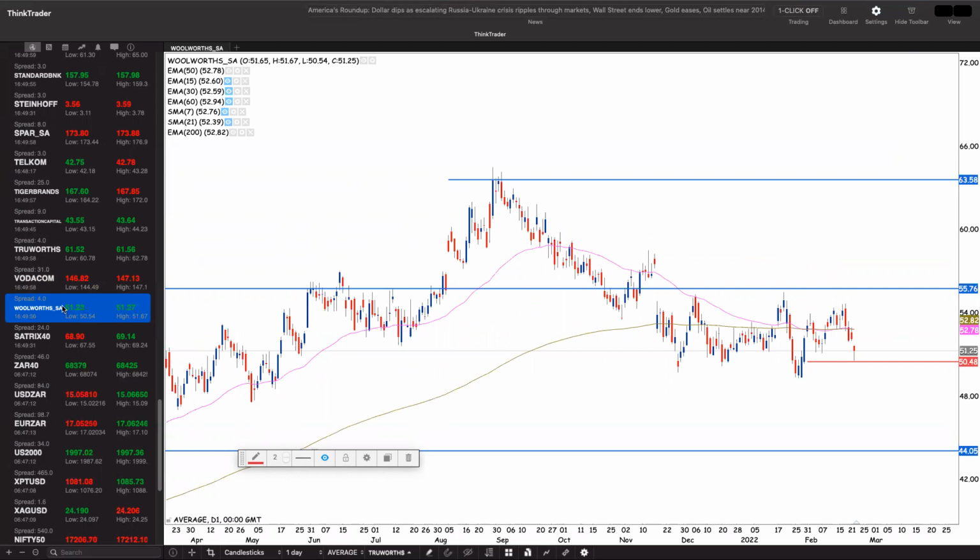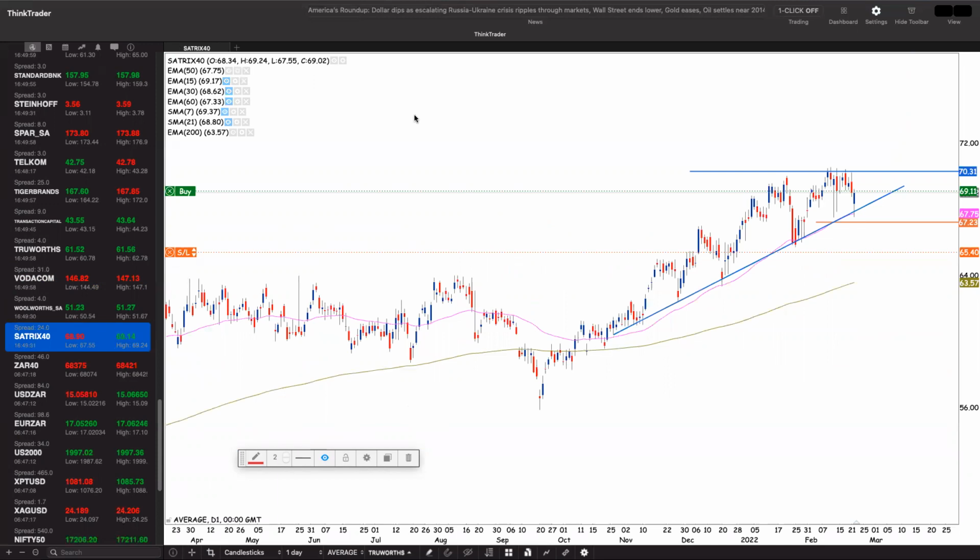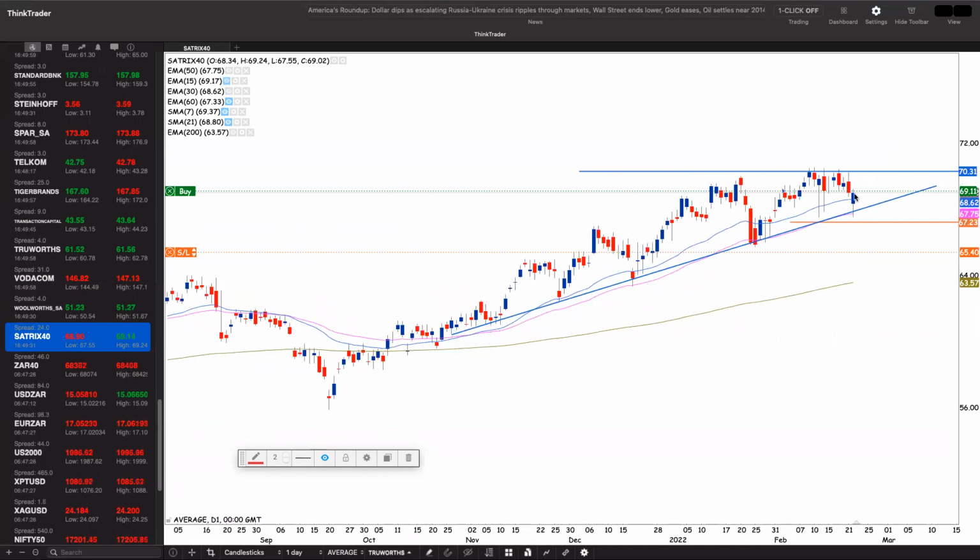Right, Woolies is not looking very nicely. To close it off, I look at Citrix 40 and I look at the lazy system. Came close to stopping me out yesterday. In fact, it did look like it was stopping me out at points in the day, but came back to close right back above the 30-day exponential moving average.